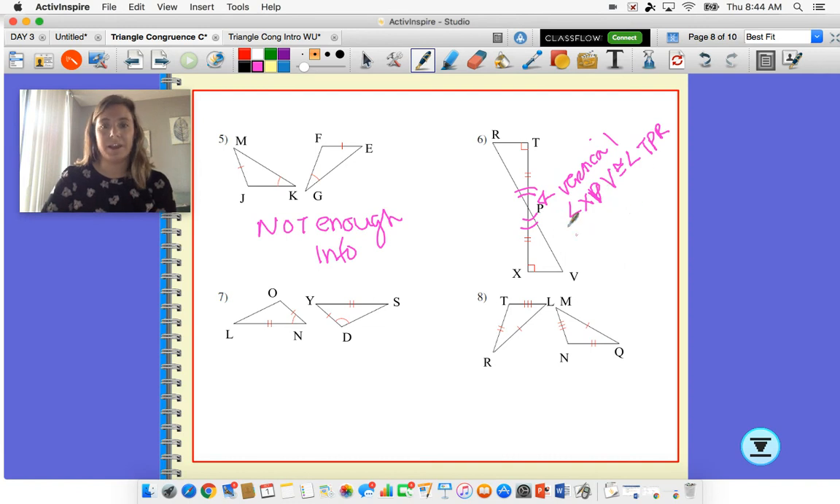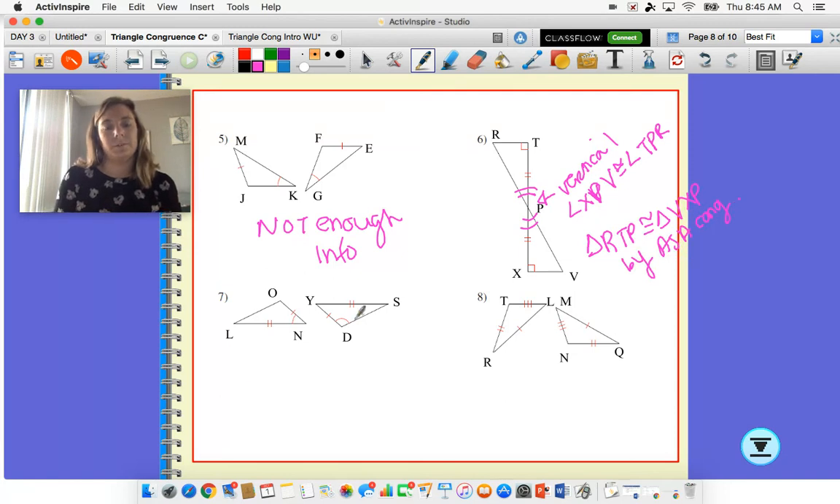Therefore, I've got three pieces of information. I have angle, side, angle. The side is between them. This right angle means that they're congruent. If you have two right angles, all right angles are congruent to each other. So I could say that triangle, and be careful with your angle versus triangle symbol, RTP is congruent to triangle VXP, by angle side angle congruence.